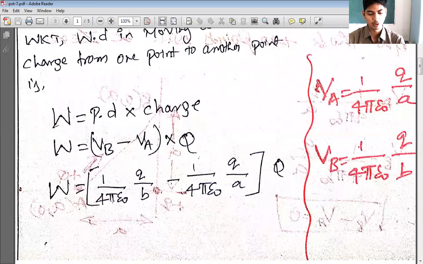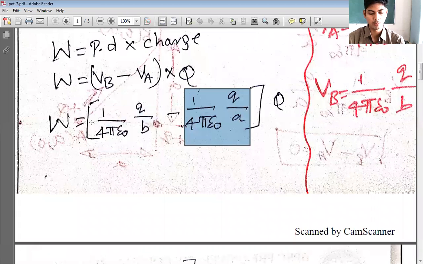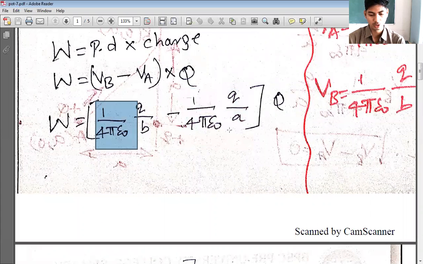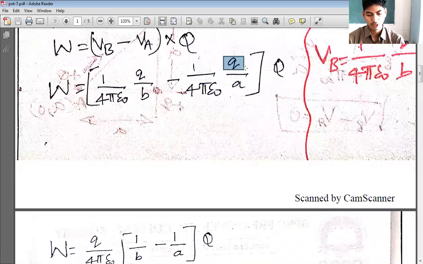VB minus VA is 1 by 4 pi epsilon naught q by b minus 1 by 4 pi epsilon naught q by a. VA is 1 by 4 pi epsilon naught q by a, into charge moved, which is capital Q. Now the common factors among these two terms are 1 by 4 pi epsilon naught and q. So we can take q by 4 pi epsilon naught as common. We will be left with 1 by b minus 1 by a.